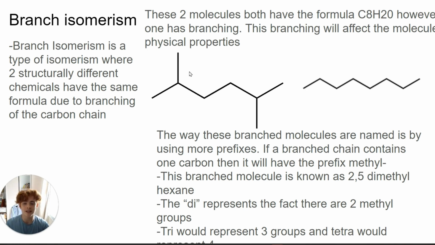And branch isomerism is normally to do with just simple pure alkanes, maybe some alkenes and other stuff in there, but I'm going to go through this because I've not introduced you to any other functional groups yet, where things can get a little bit more complicated. But the way that these branched molecules are named is using more prefixes. And the prefix for a 1 carbon branch, like this single line here, is a 1 carbon branch.